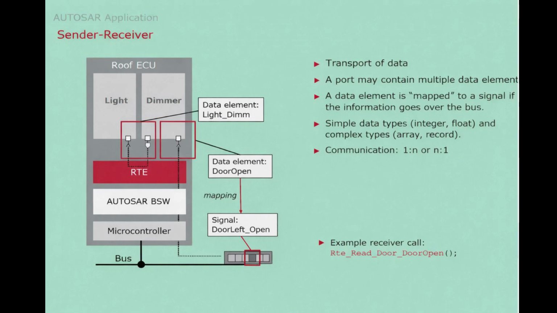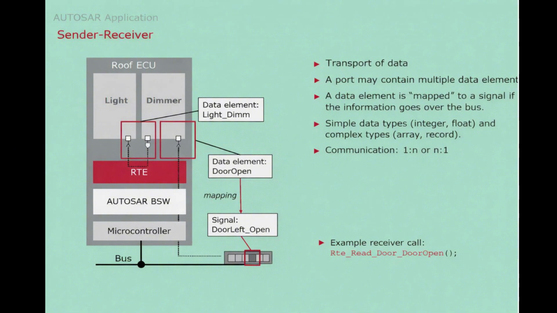What are sender-receiver ports? Sender-receiver ports are ports which are used for our data flow in our system. These are ports which are used to exchange simple points of data between different software components. What kind of data can be exchanged?